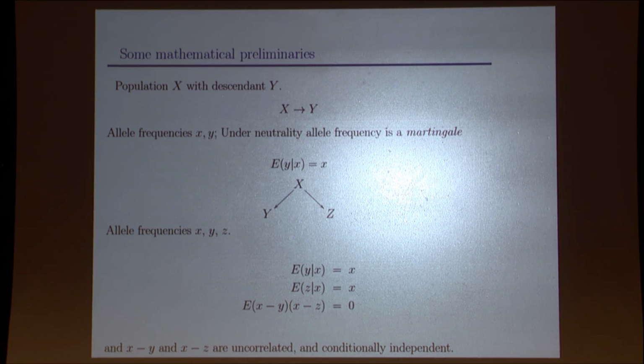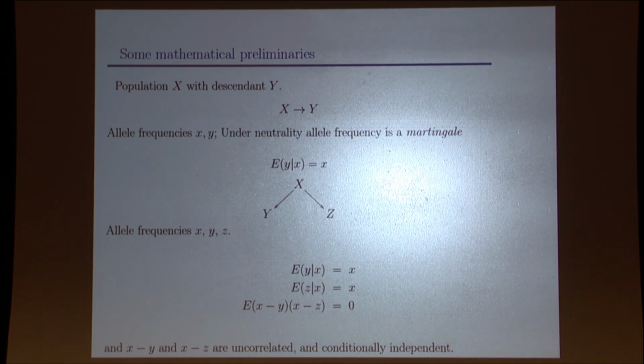So very important mathematical fact, which was implicit in the Wright-Fisher model that Michael briefly described, is that the allele frequencies drift as a martingale. So in particular, the expected value of y conditioned on x is just x. Right. That rather elementary fact turns out to be extremely useful and important.